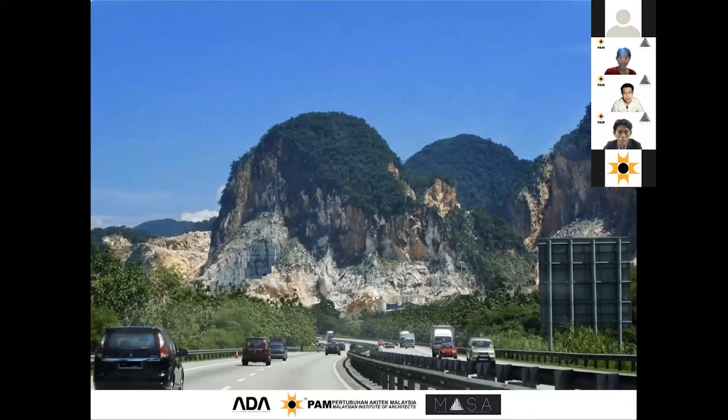This is in Ipoh. Anyone from Ipoh? I'm from Ipoh. This is my hometown. This is the limestone mountain in Ipoh. If you go toward Ipoh from Kuala Lumpur, this is the scene you see. And what are the limestones for? The limestones are for marbles. And if you're an architect, will you spec marble as a material for the bungalow, now for the kitchens? If yes, then you are one of the contributors to this landscape. So we are using the resources from the planet.